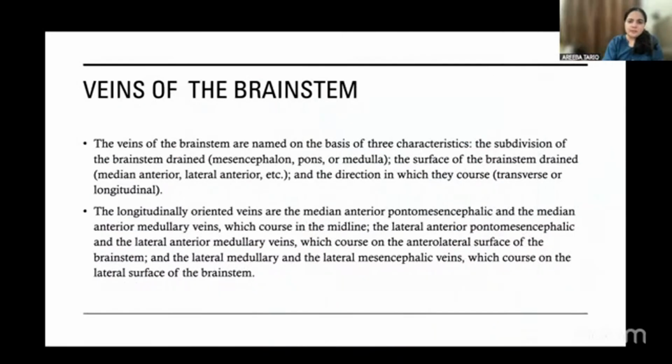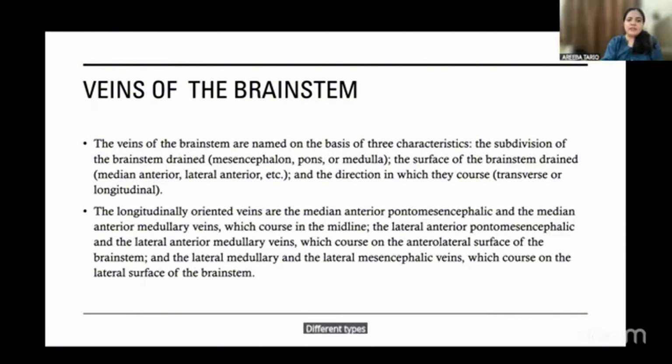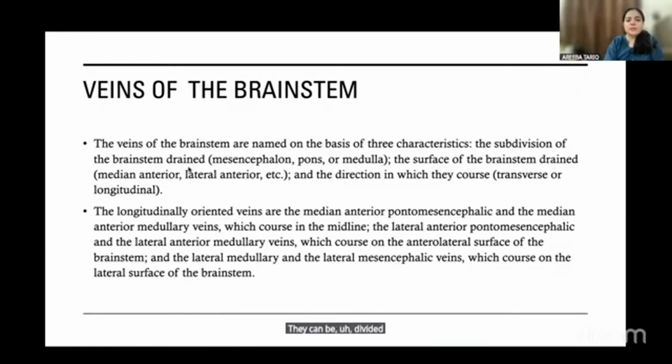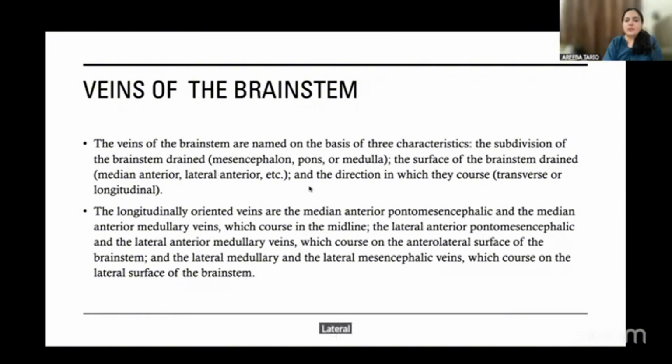Now the veins of the brainstem, as we discussed previously, are divided into different types on the basis of orientation. They can be longitudinal and transverse, depending on the direction in which they are running. They can be divided on the basis of the brainstem part they are draining, like the mesencephalon group, pontine group, or medullary group, or on the basis of the surface of the brainstem, like the median group, lateral anterior group, and lateral group.